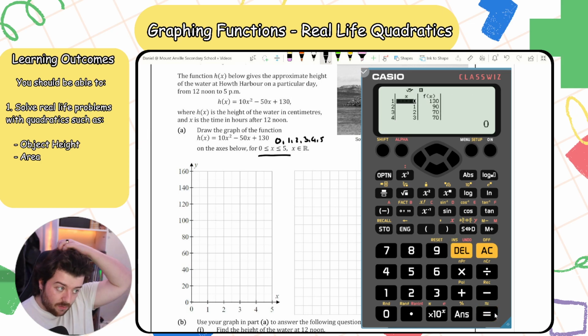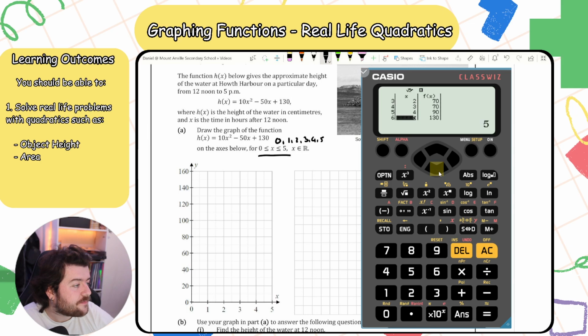There we go. 0, 130, 190. After 2 hours, the water is 70 centimeters. After 3 hours, it's 70 centimeters. After 4 hours, it's 90. And after 5 hours, it's back to 130.